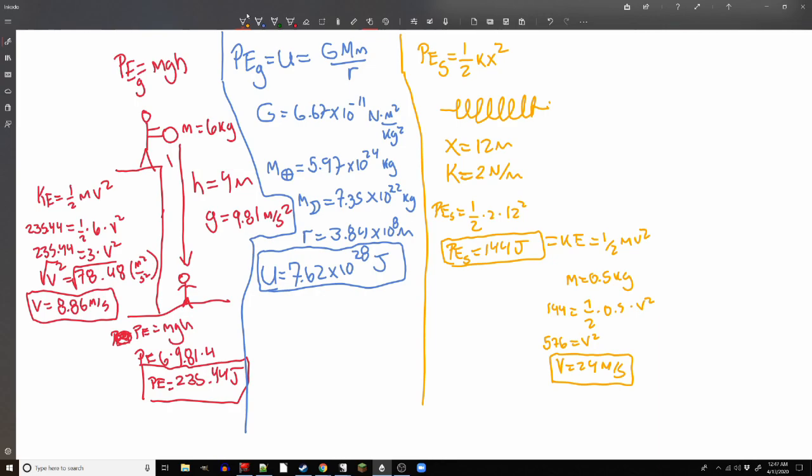All right, so those are 3 good examples with each of the 3 new equations we learned, using potential energy, and also using them to look into how to use potential energy along with kinetic energy in these 2 cases.